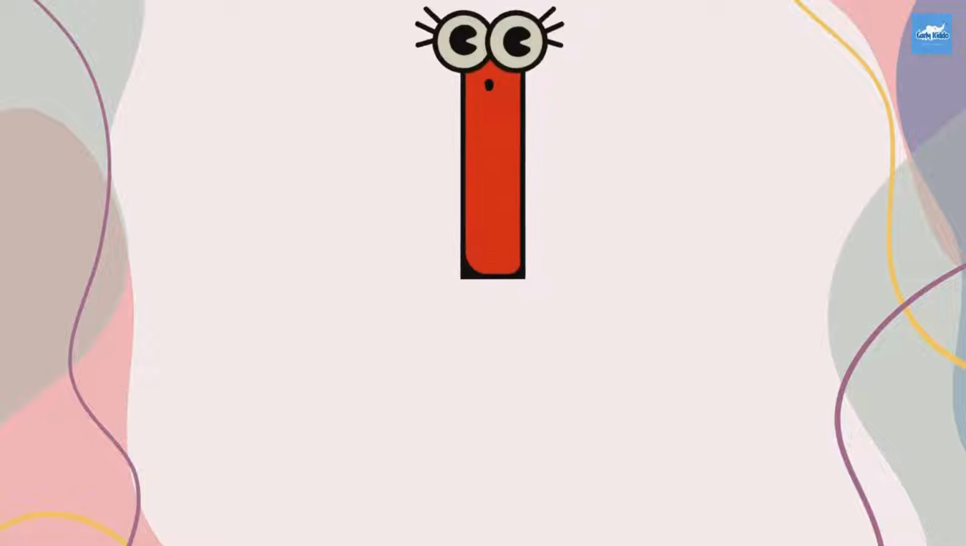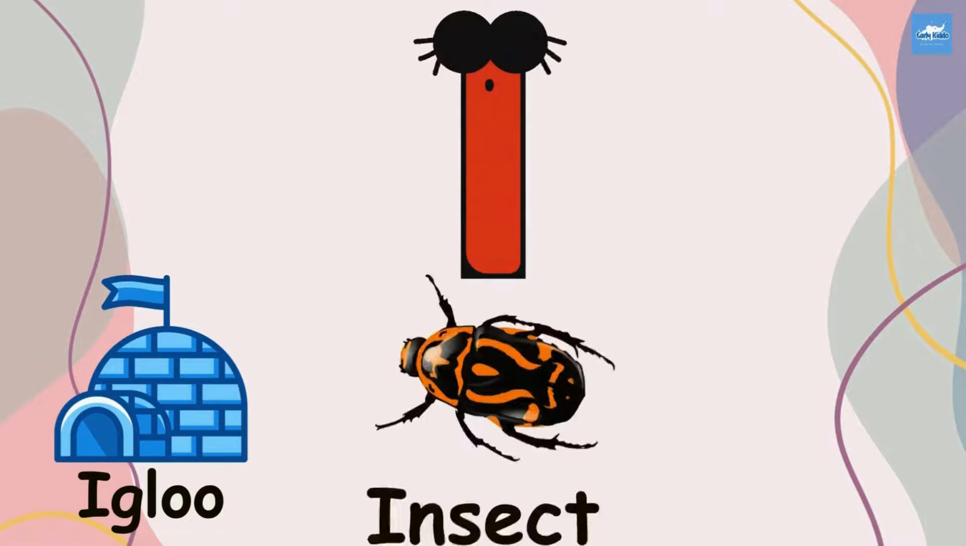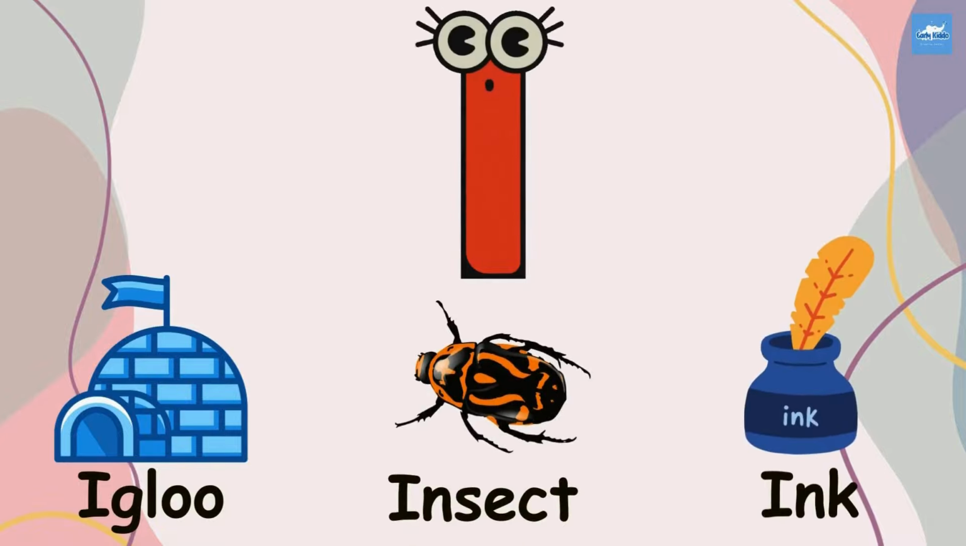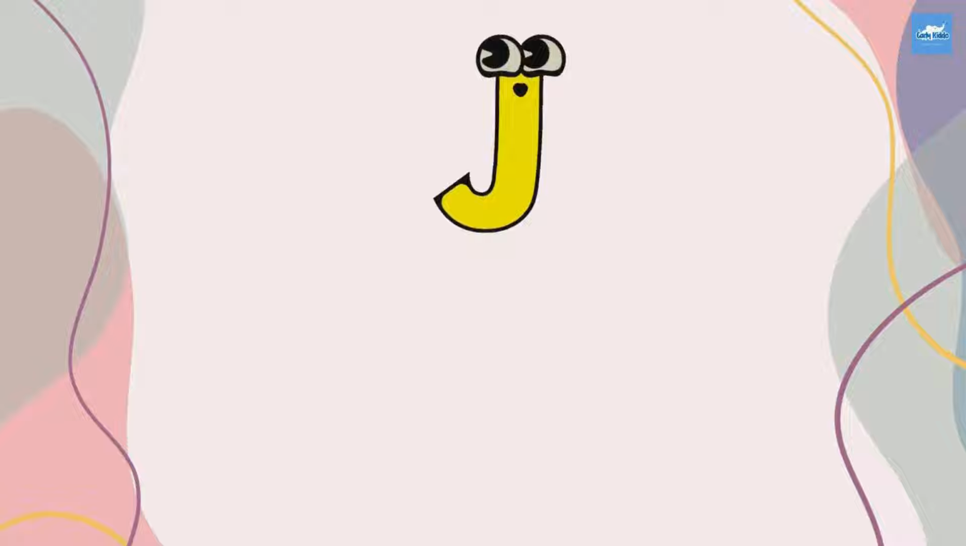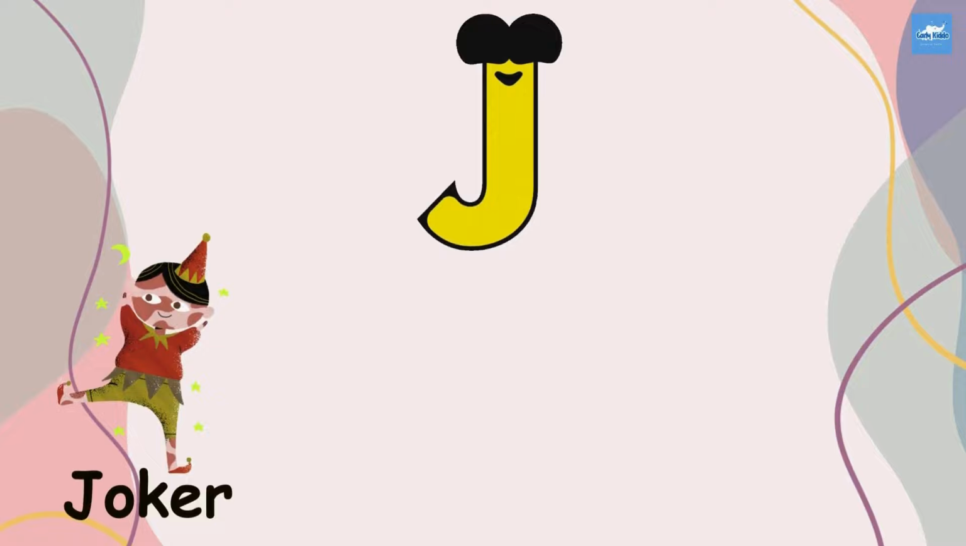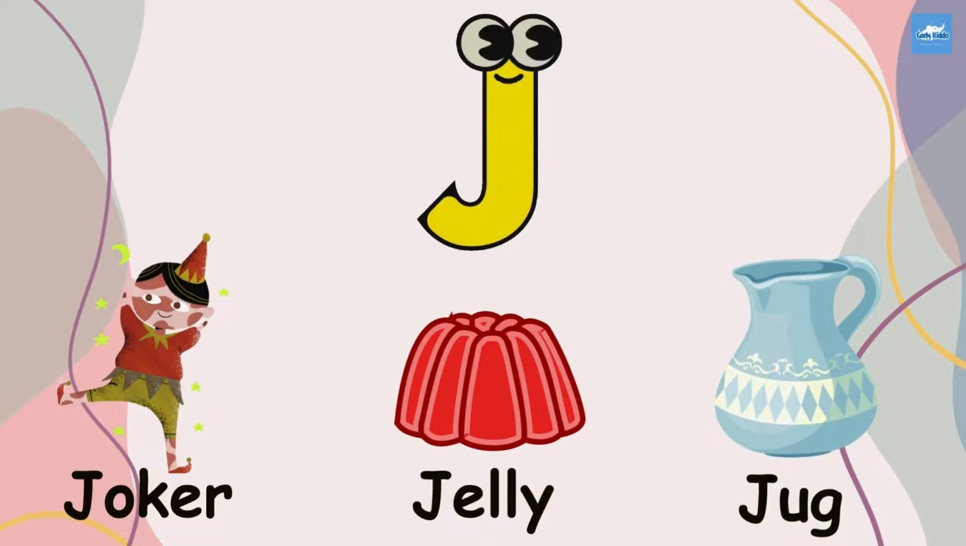Letter I. I for igloo. I for insect. I for ink. I says e, e, e. Letter J. J for joker. J for jelly. J for jug. J says j, j, j.